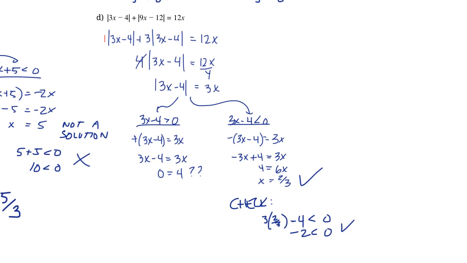But what's more interesting is what happens on the positive side. Solving this equation gave me something really weird. It gave me that 0 equals 4. Is that true? Did we just break math? 0 definitely does not equal 4.